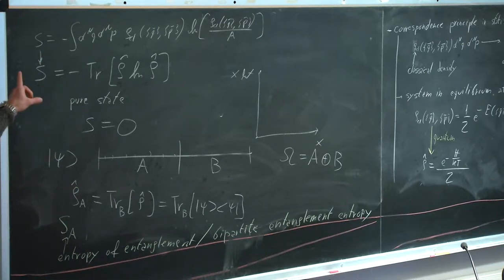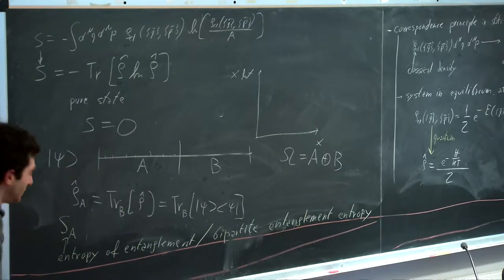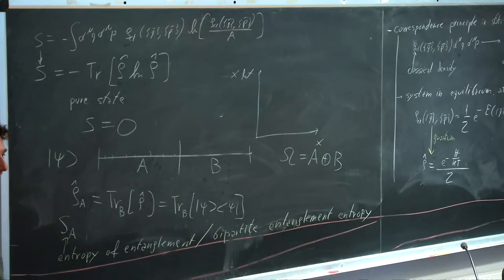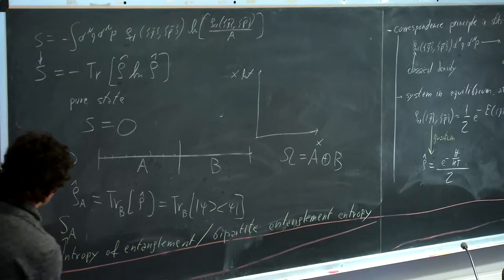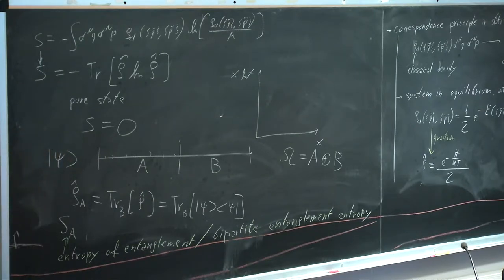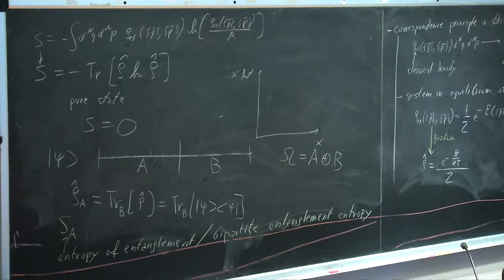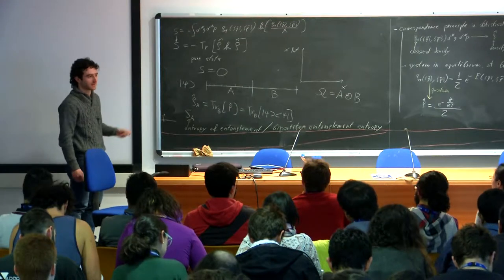Okay, I'll try to write. The name is entropy of entanglement, or entanglement entropy. Okay, so this is the definition, and let's see at least some properties of this entanglement entropy.